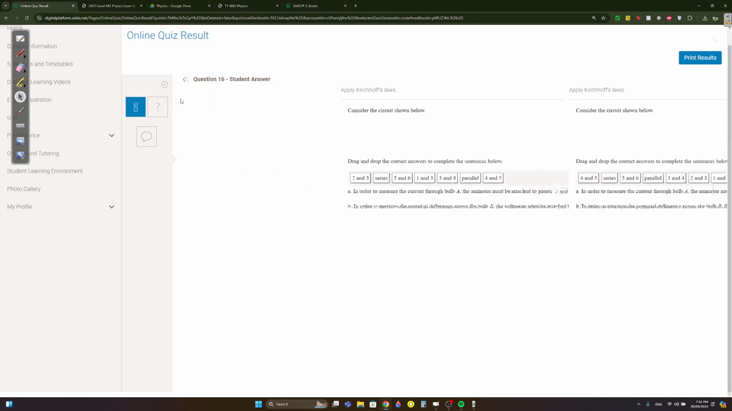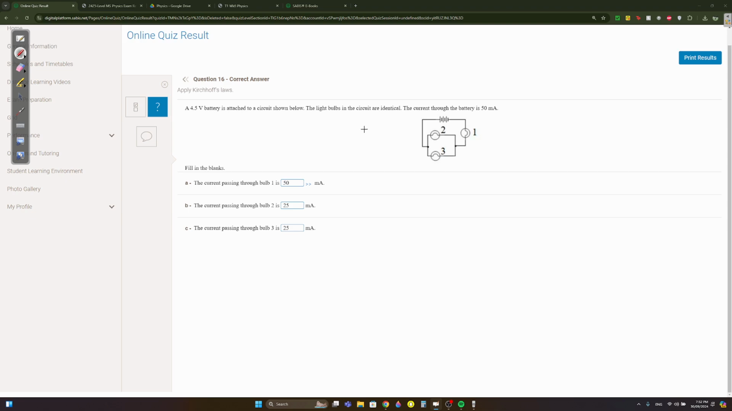16. Okay, a 4.5 volt battery is attached. The current is 50 milliampere. What's the current passing through bulb 1? Bulb 1, surely, is going to have the total current in the battery. Since it's in series, the current here is going to be equal to the total current, which is 50 milliampere. Easy.